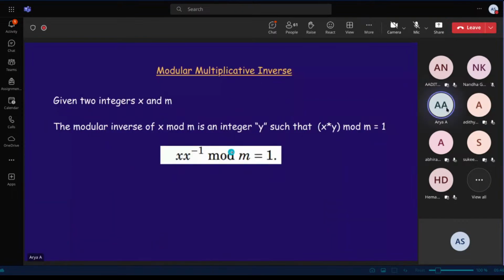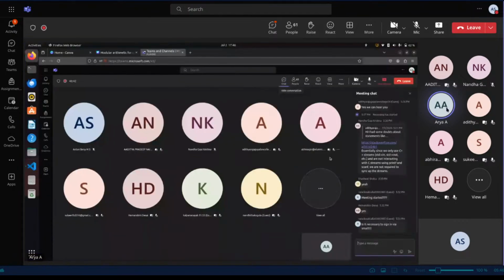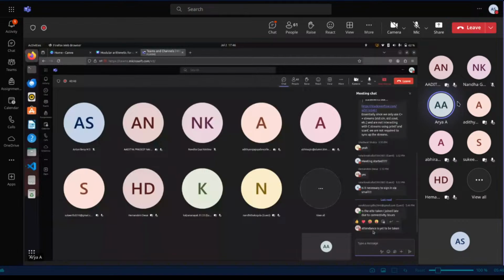So do you have any doubts so far? No, the attendance is not yet taken. The QR code will be shared towards the end of this session. If there are any doubts, you can post them.